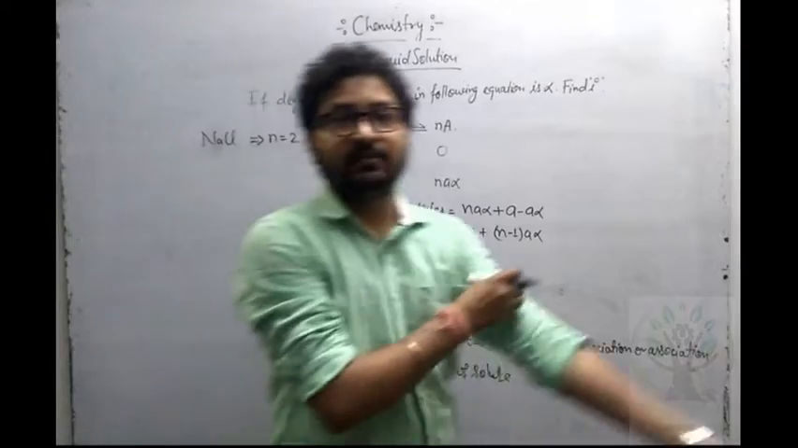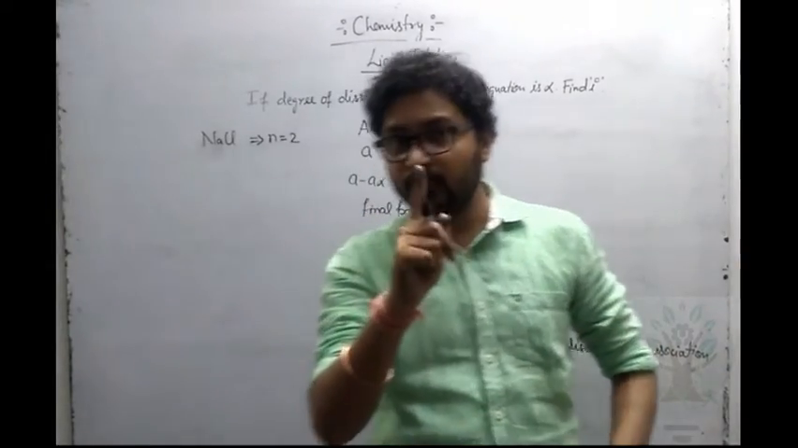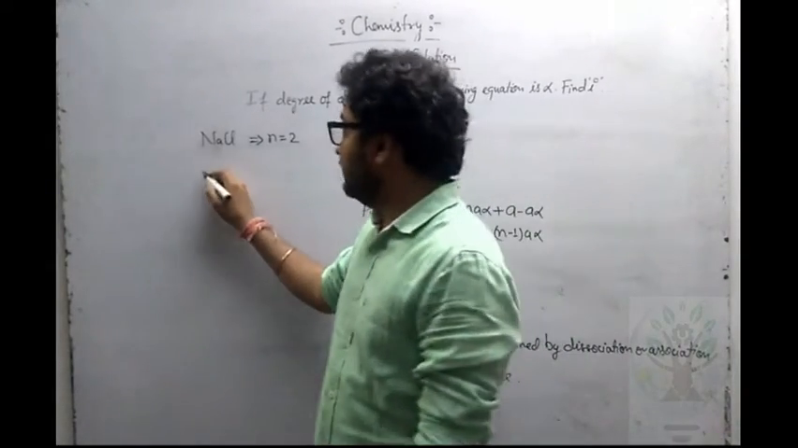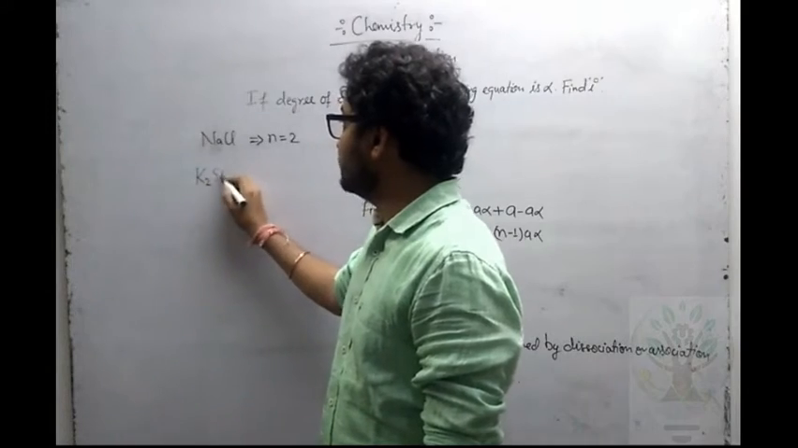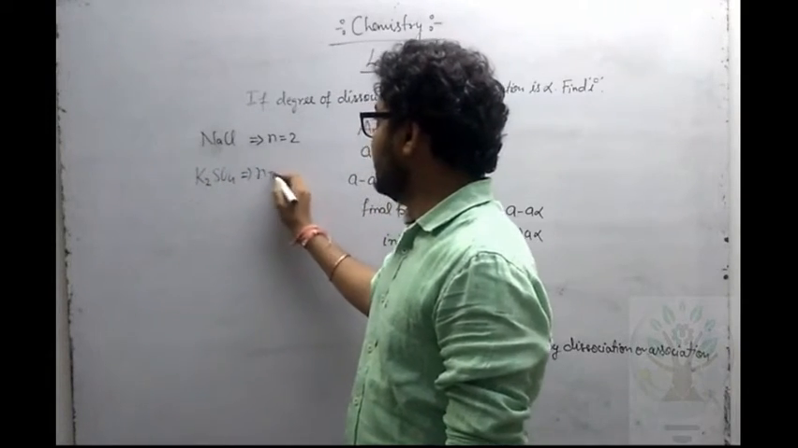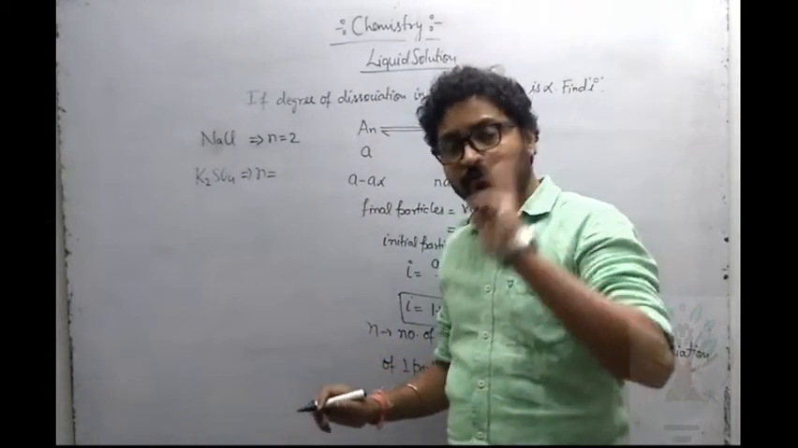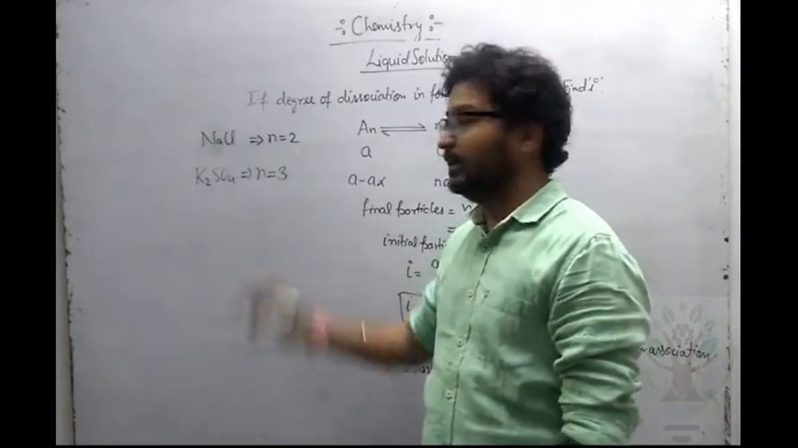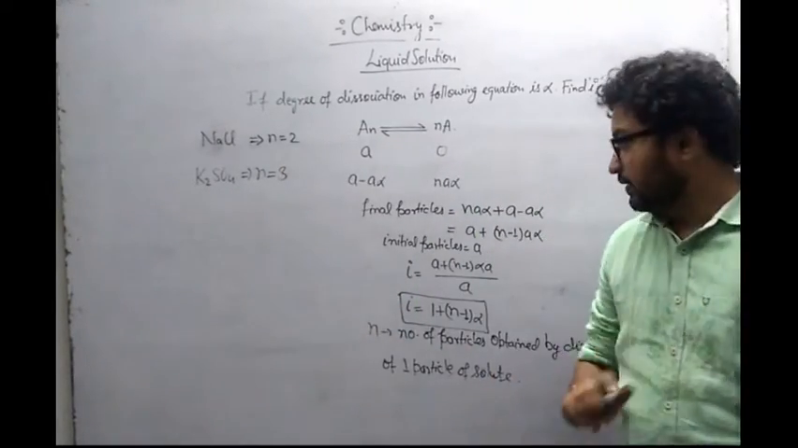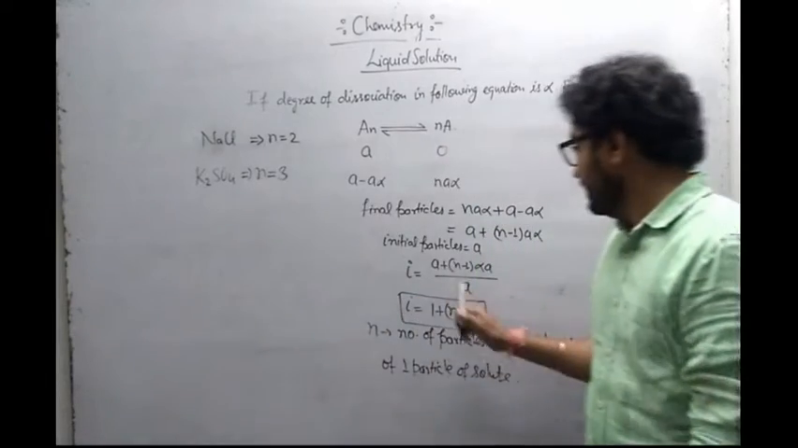Because each NaCl will give me 2 particles. Now, one molecule will give me 2 particles. Can you tell me what will be the value of n for K2SO4? K2SO4 will have n equals to how much? K2SO4 will give me 3 particles. 3. Clear? Good. Now one more thing is happening here.